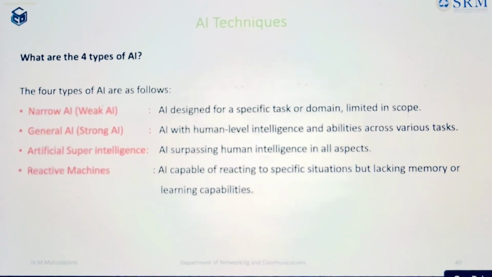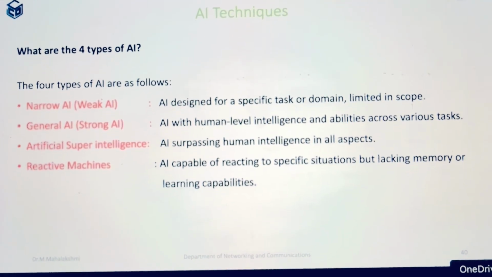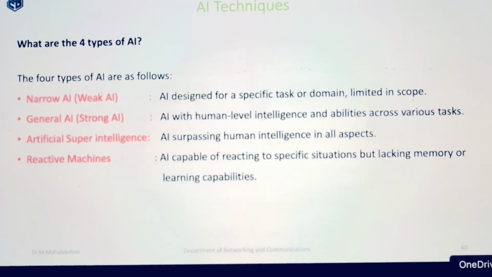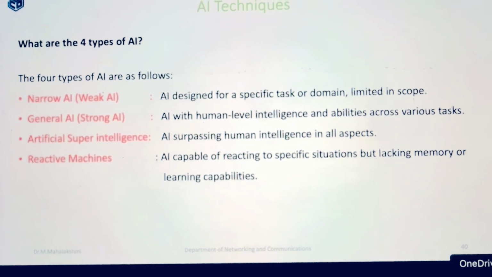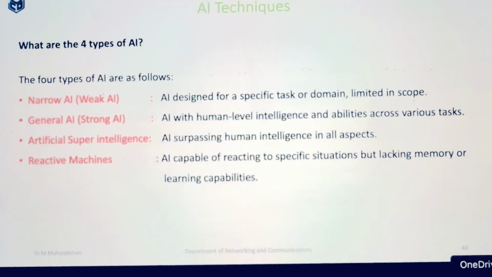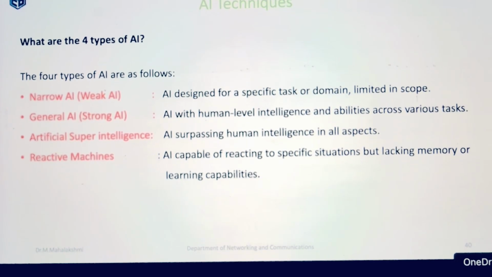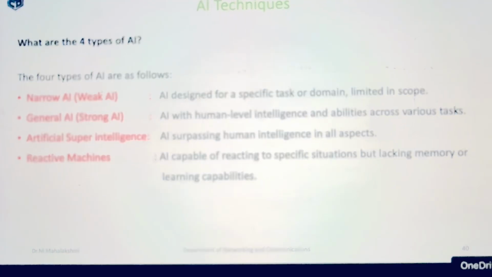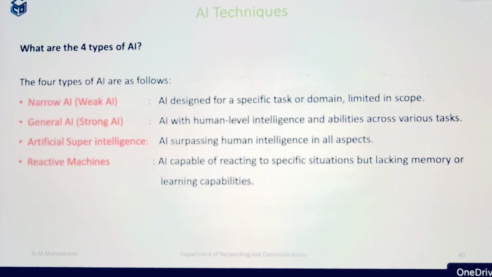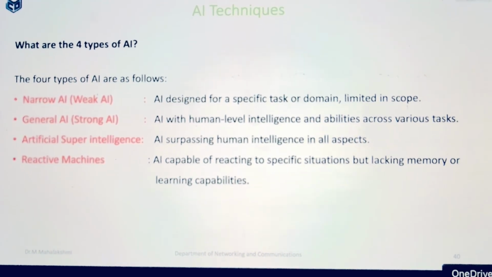And next, we are moving on to the next topic, AI techniques. In AI techniques, we have four types of AI. The entire AI can be classified into four types: narrow AI, also called weak AI, strong AI, artificial super intelligent AI, and reactive machines. Weak AI is nothing but simple, small applications of AI, like small automatic toys, automatic toy cars. They'll be automatic, but their computational capability is very limited. Only certain programmed things it is able to do.